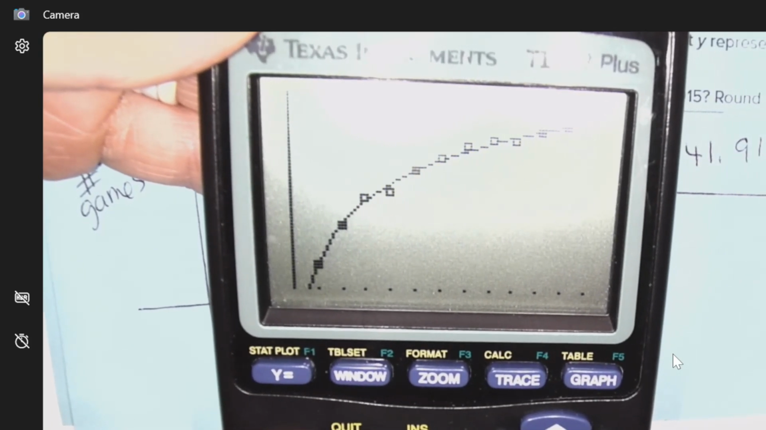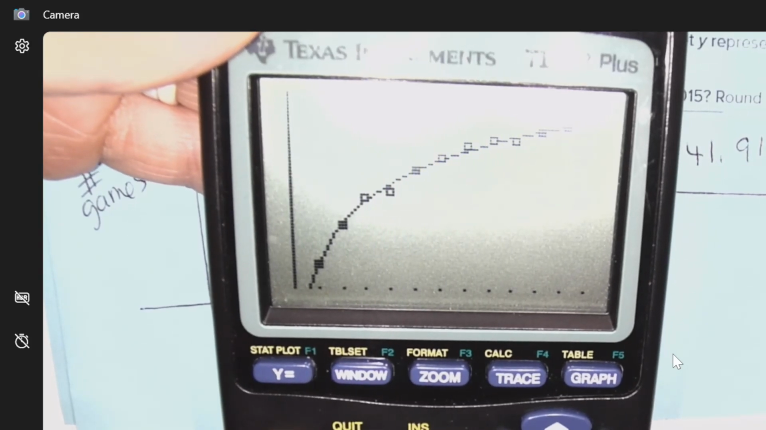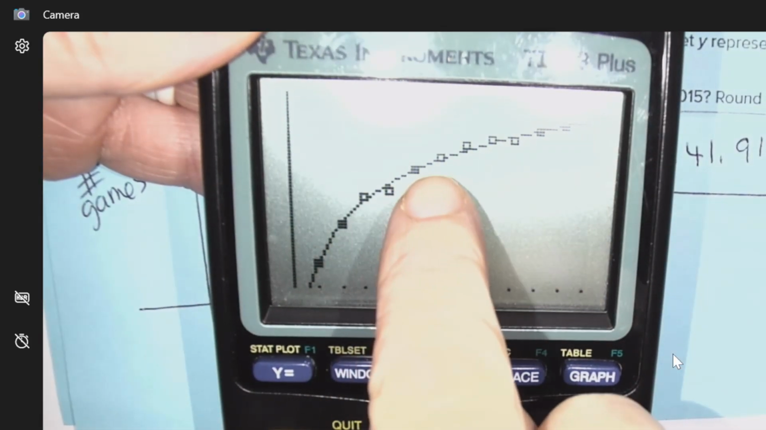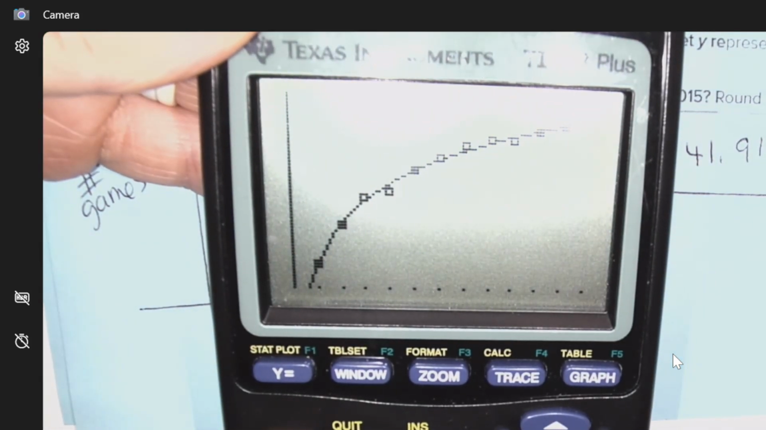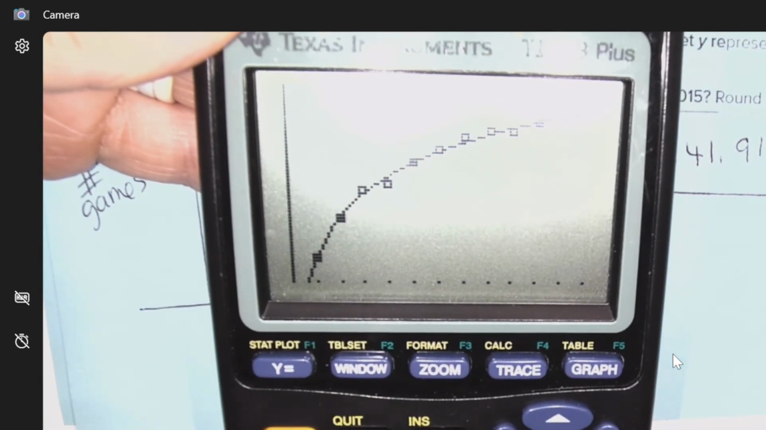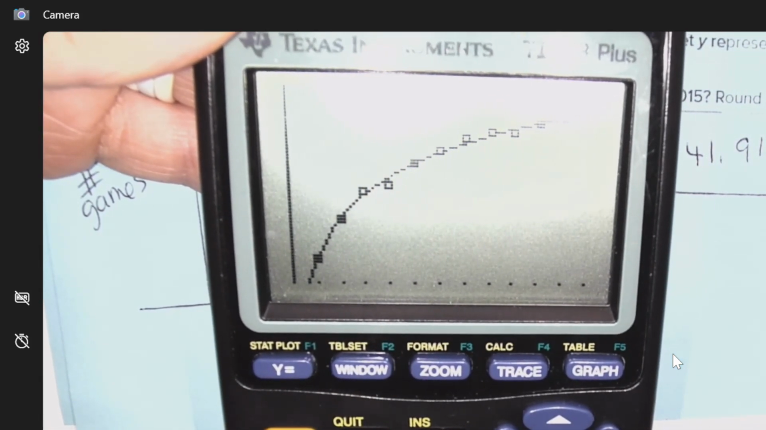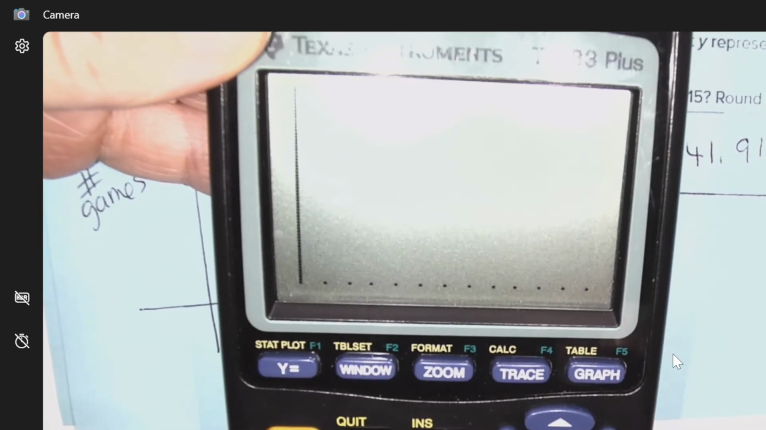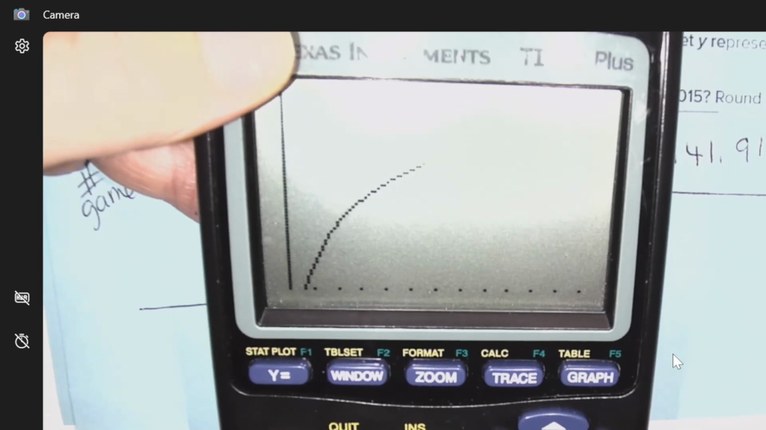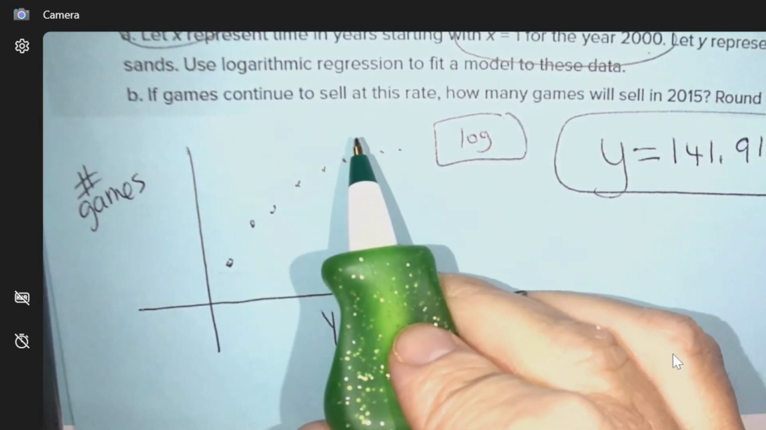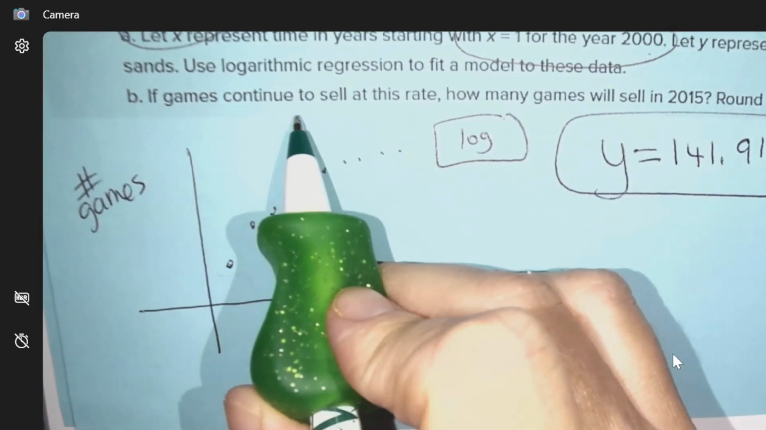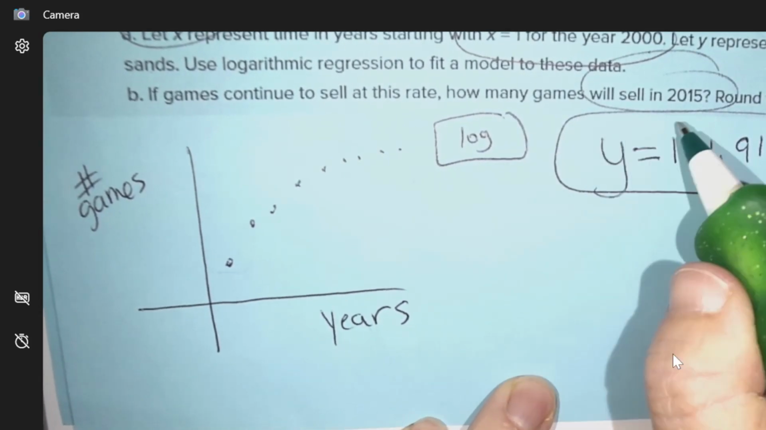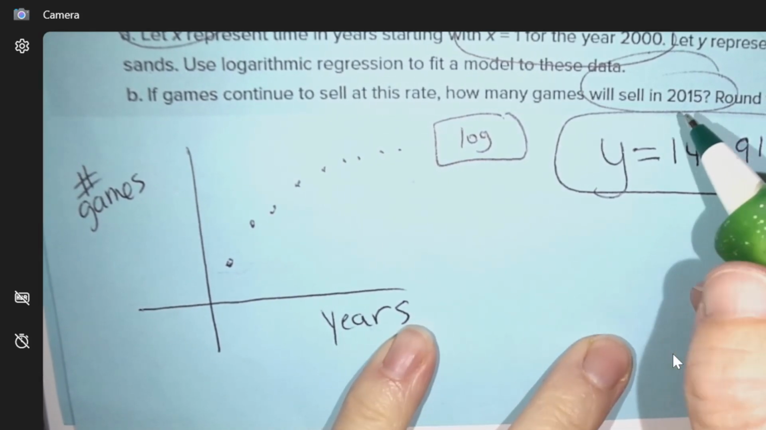So this is exactly what logs are used for. Something that's growing, but it's growing slowly, right? It grew, but then it was a video game, so it was really popular, but then it leveled off and it's just barely growing, right? Y equals deactivate. If the games continue to sell at this rate, how many games are we going to sell in 2015?